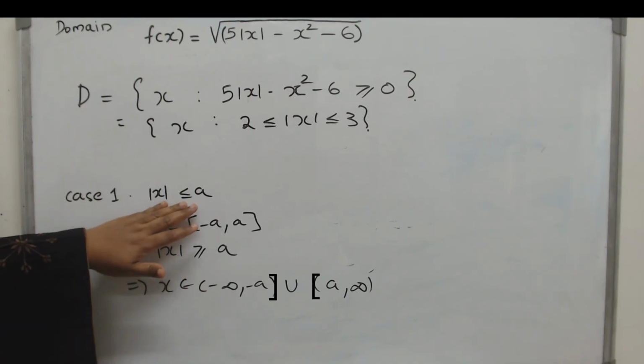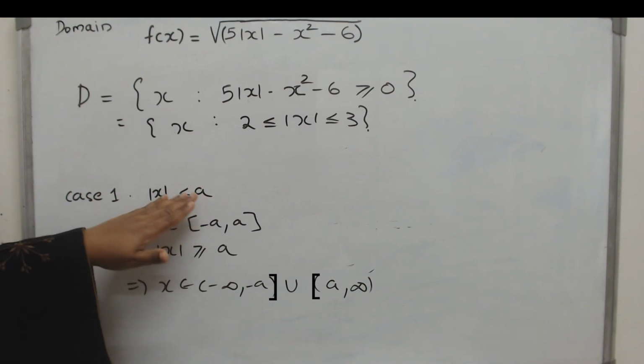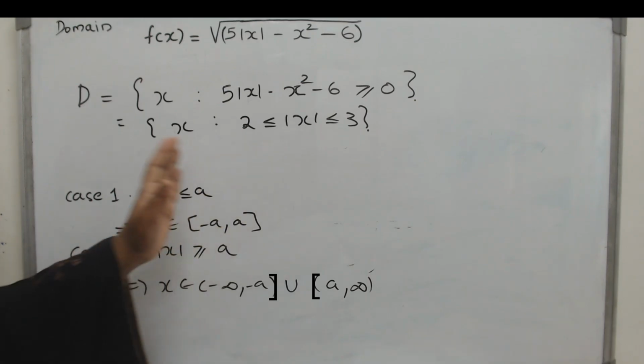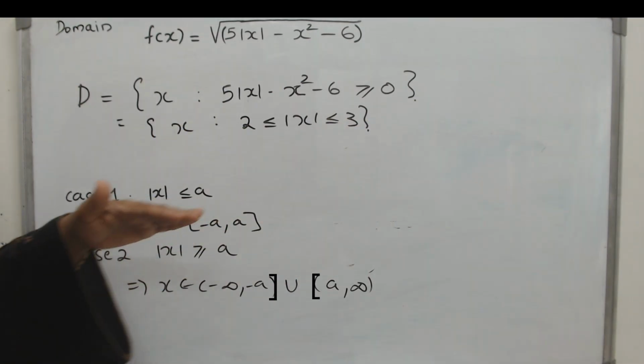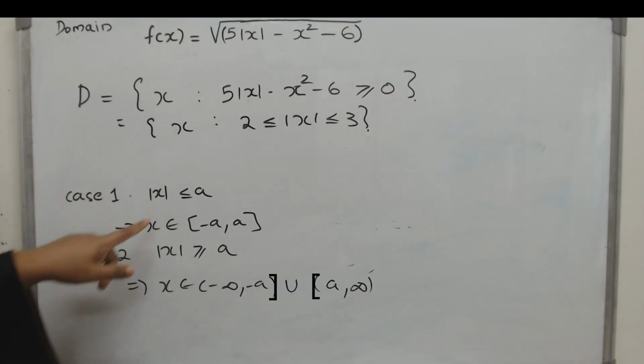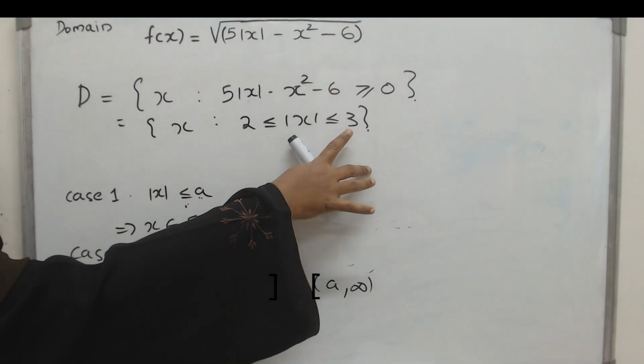What do you have here? Modulus of x is less than or equal to a, which means what? A is an upper limit. Modulus of x cannot exceed 3. It has to be always less than 3, which means what? In this condition, your a is actually 3.